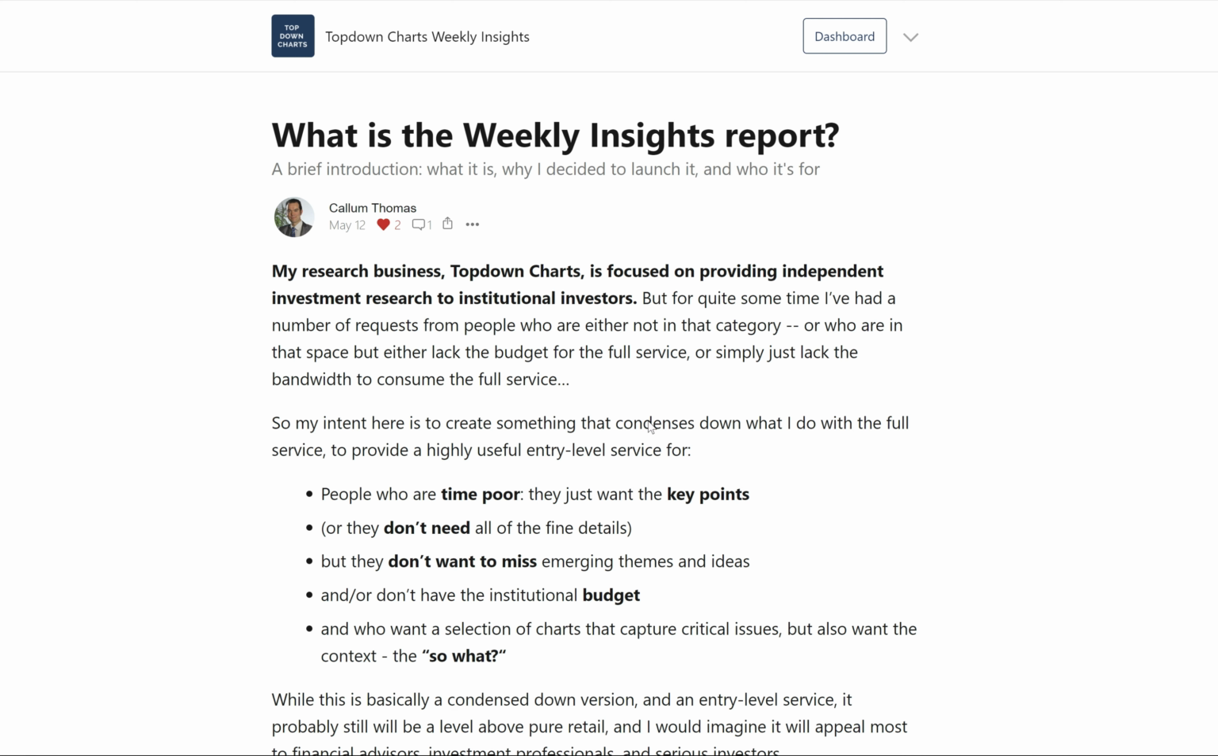But this is, I think, quite important, just looking at why I decided to do this. So I'll read this out, actually. My research business, Top-Down Charts, is focused on providing independent investment research to institutional investors. So we're talking pension companies, hedge funds, family offices, investment advisors, fund managers, etc.